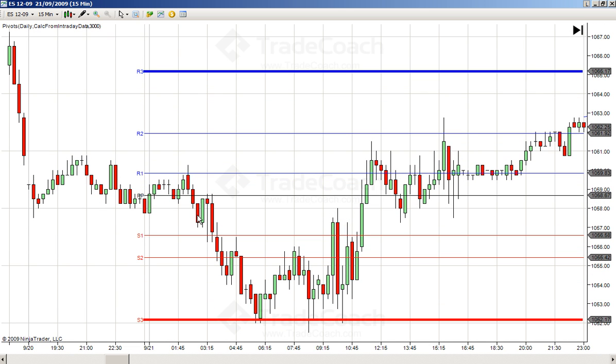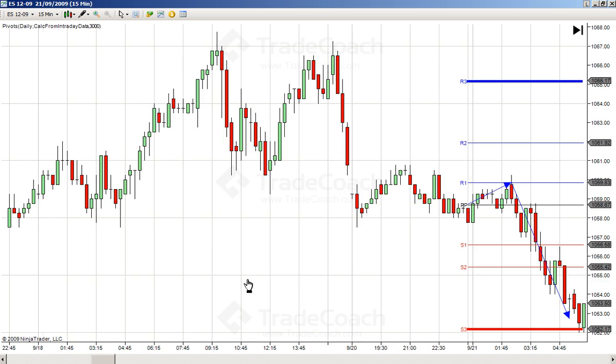Okay, now our pivots are really tight together, but here they've moved up. Our price has moved up, and it did bounce off that. But the distance between, say, the pivot and R1 is 1 point. Tiny. But it seems to be having an effect.